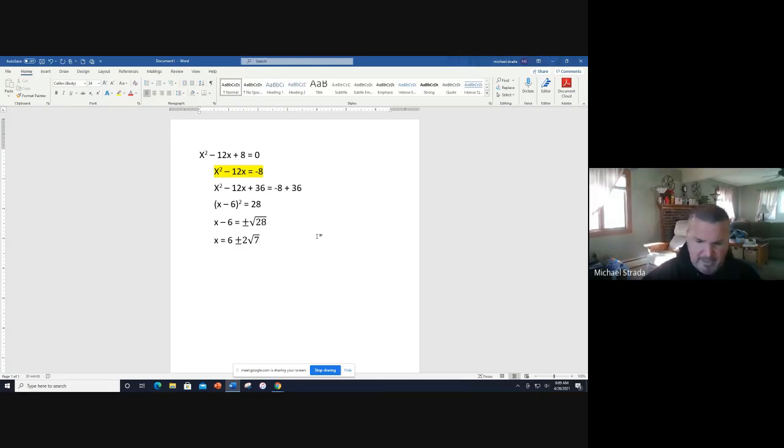Now, if a is not equal to 1, so let's say we have 6x squared plus 48x minus 9 equals 0. The first step is the same. We're going to get the 9 to the other side. So 6x squared plus 48x equals 9. That's not going to change.